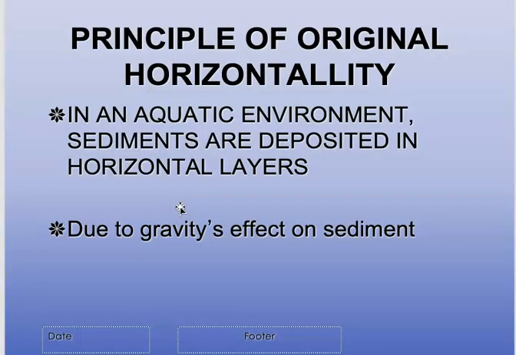So we go from the principle of superposition to the principle of original horizontality. And yeah, spell check does not like the word horizontality, but it is, at least in geology, a word. And this tells you what I've been telling you for the last 20 some odd minutes, that sediments are deposited in horizontal layers. Qualifier though: in an aquatic environment, sediments are deposited in horizontal layers. And that's because of what I told you with the gravity, and picture your pond and the sediment rolling to the bottom of the pond.